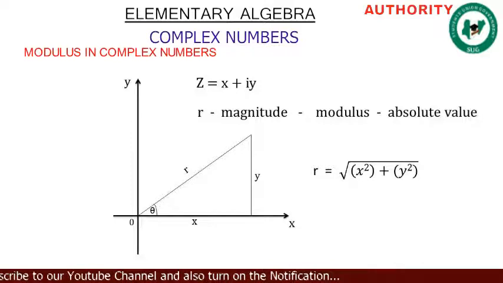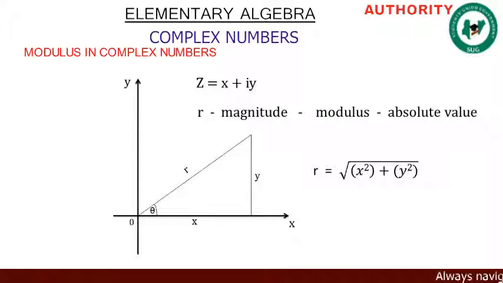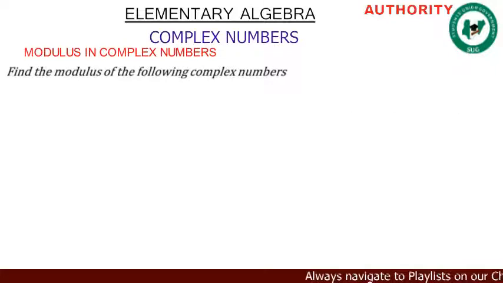So we can simply say that r, which is our modulus, to find it, we take the square root of x squared plus y squared. You get your x squared, then your y squared, you add them together, then take the square root of it. That is our modulus, r. Now let's, for instance, find the modulus of the following complex numbers.